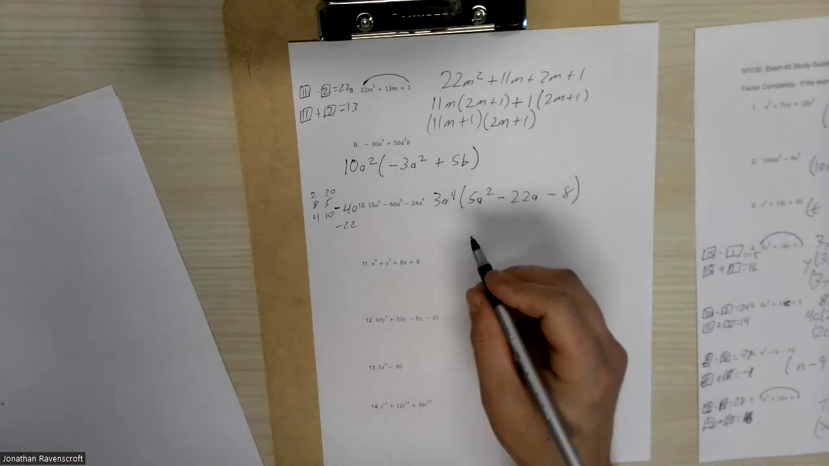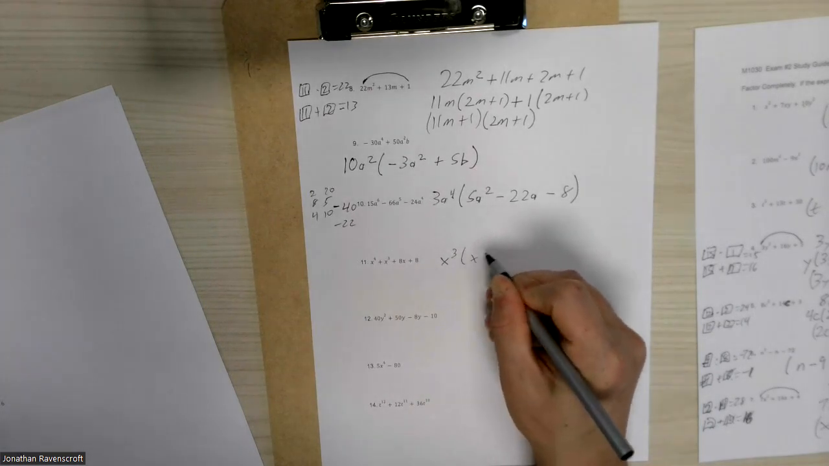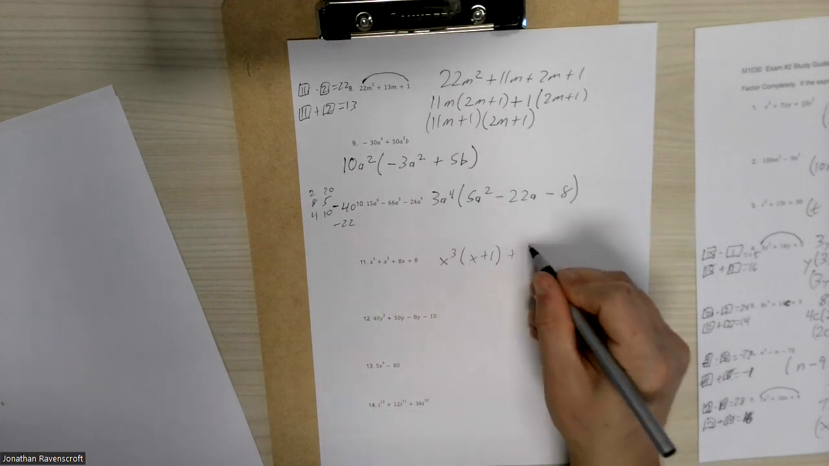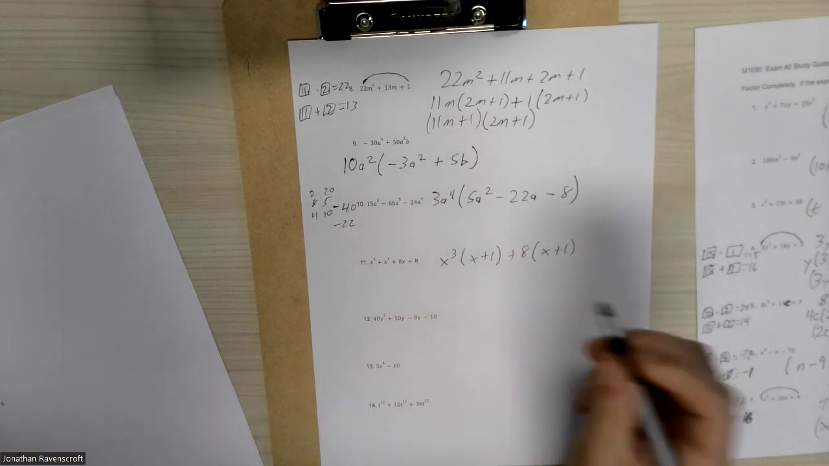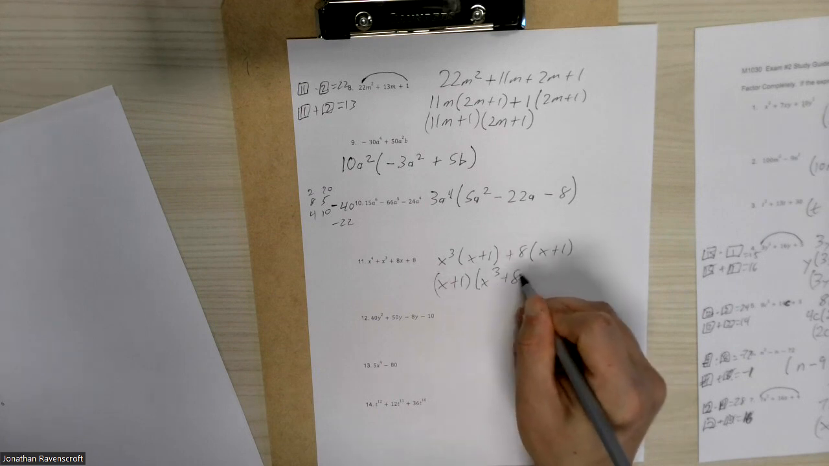Question 11, there's 4 terms. Let's factor by grouping, left side, right side. Take out x cubed, leaving x plus 1. Take out an 8, leaving x plus 1, which means this factors into x plus 1, x cubed plus 8.